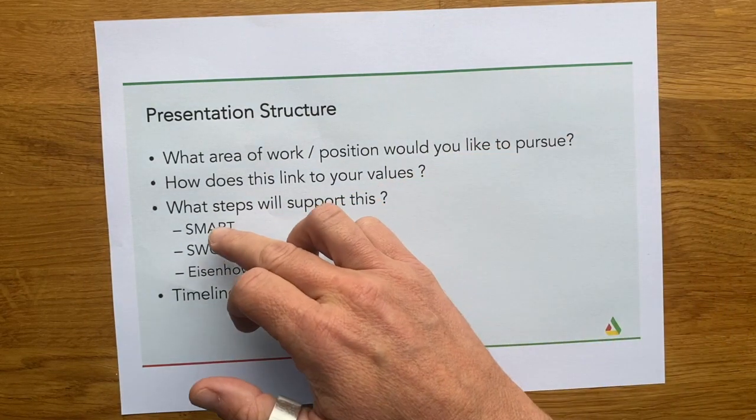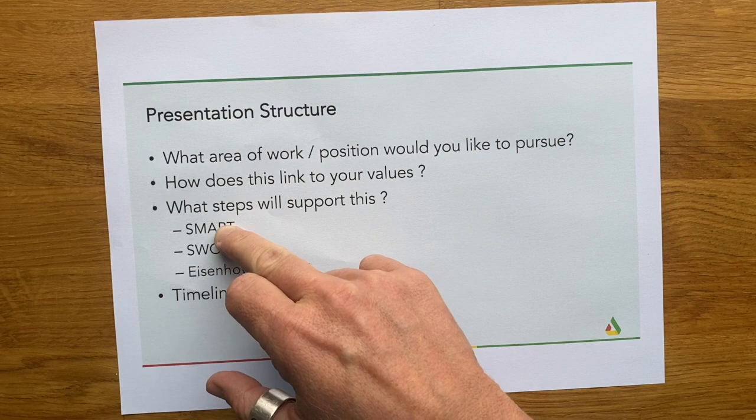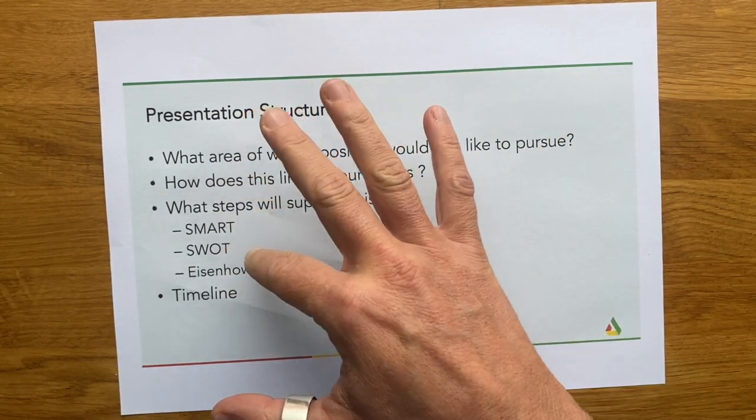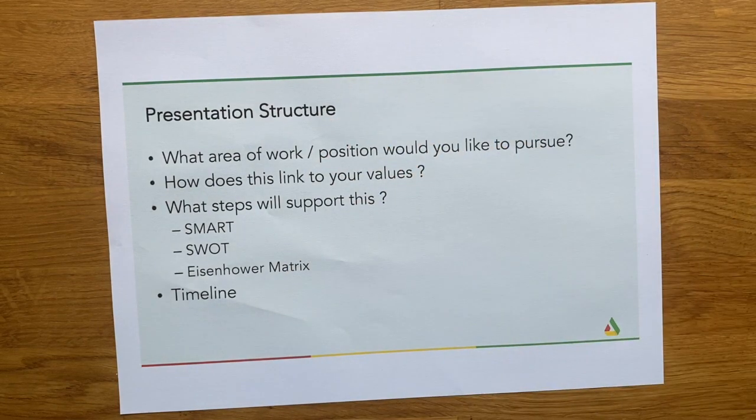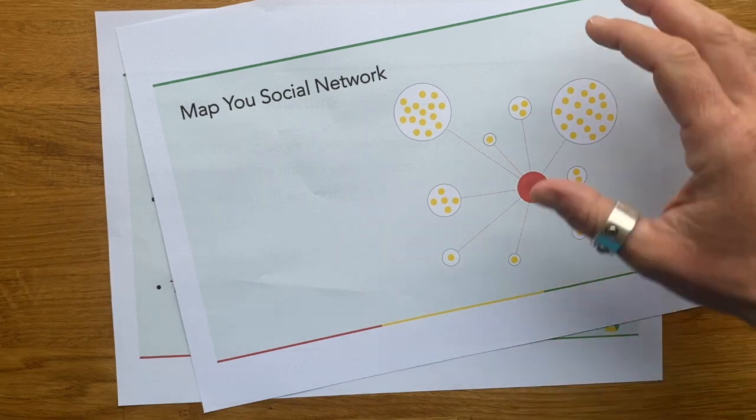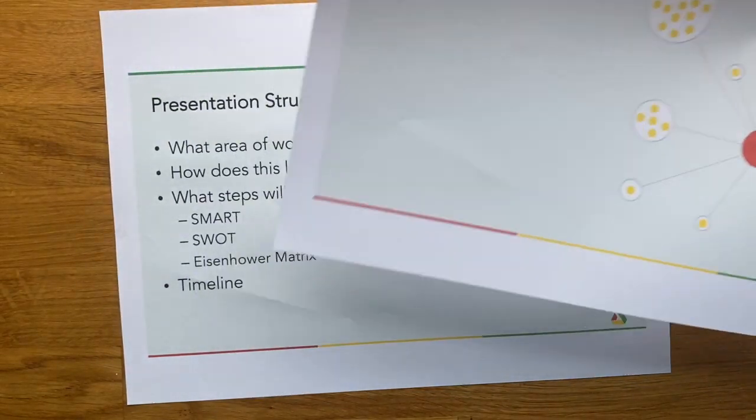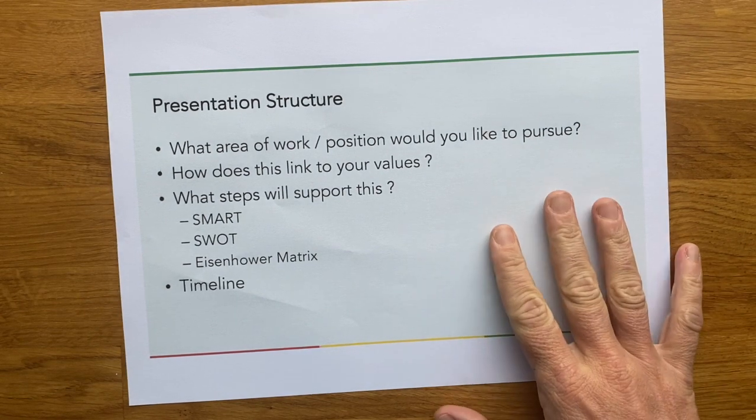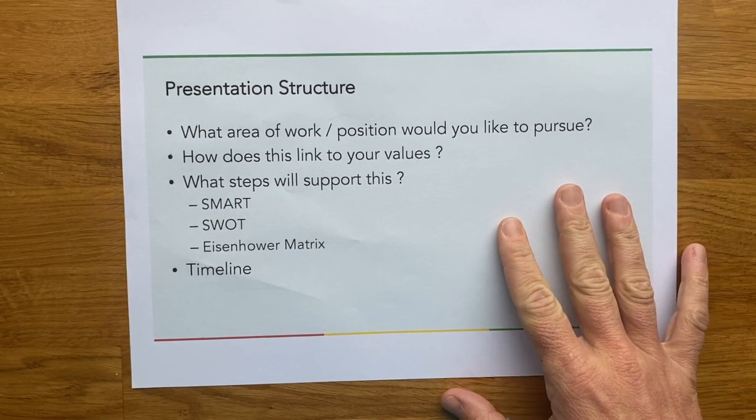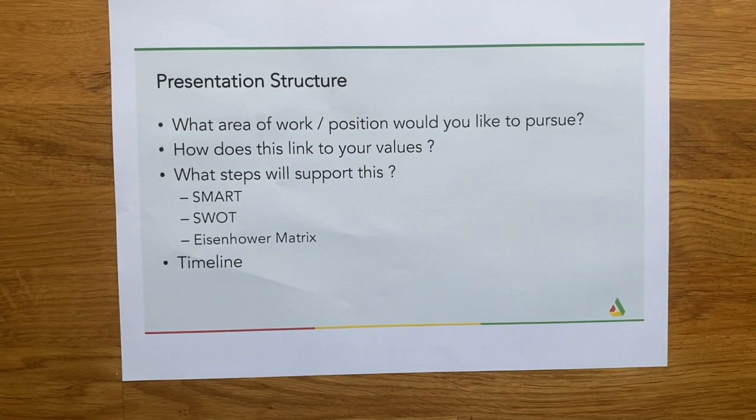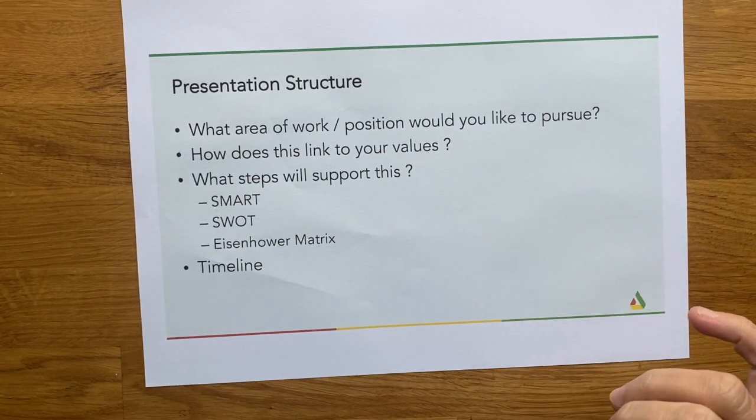It could be that you actually visually show people your SMART plan. It might be that you show us your SWOT analysis or your Eisenhower matrix or your social network map and what you're going to do in relation to that, how that links to social media, for example. There are all sorts of different ways that you can do this. The final thing that I think could be very useful is to think about your timeline.